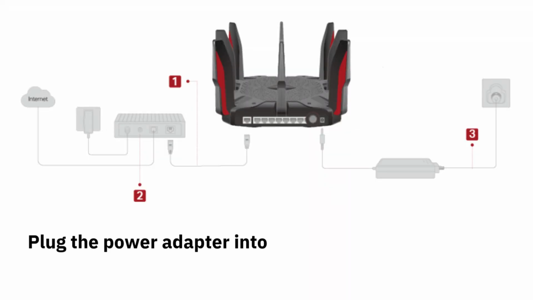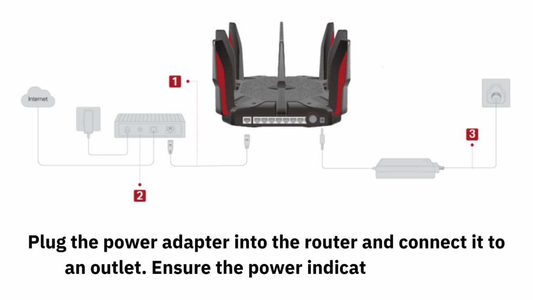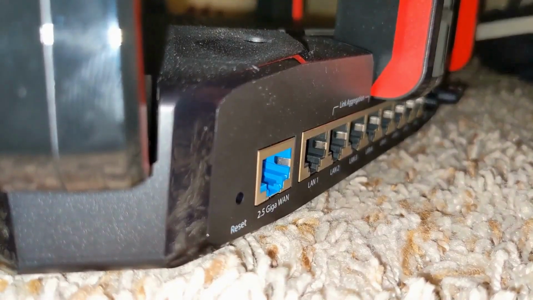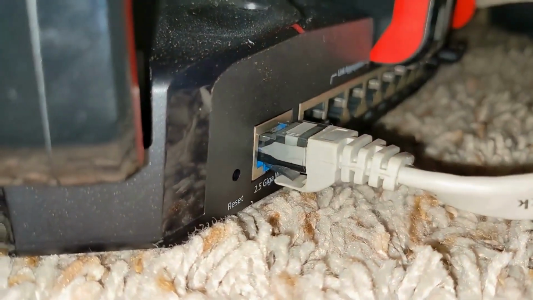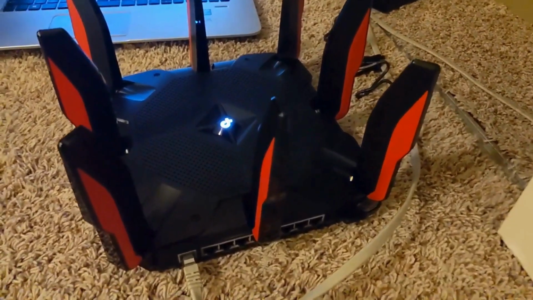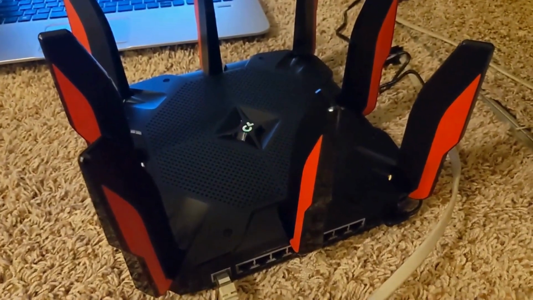Plug the power adapter into the router and connect it to an outlet. Ensure the power indicator lights up. Use an Ethernet cable to connect your modem to the router's WAN port. Ensure the modem is powered on. Power on the router and wait for the LED indicators to stabilize, signaling that the router is ready for setup.